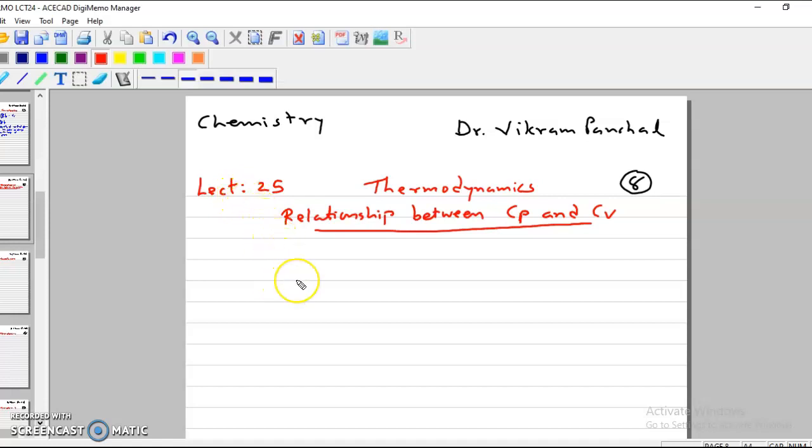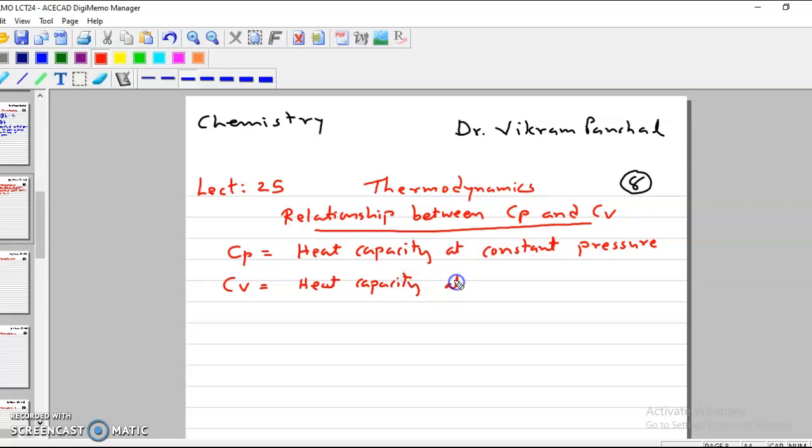Well, in this lecture I will explain to you the relationship between Cp and Cv. You know that Cp is heat capacity at constant pressure. This is a condition. Without the condition we cannot explain heat capacity. And Cv is heat capacity at constant volume.